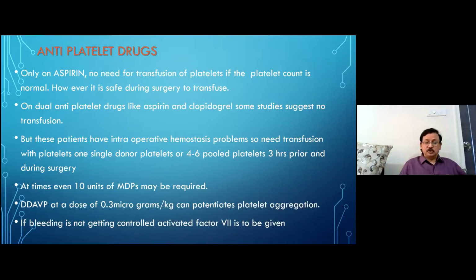And if you want to potentiate the platelets, DDAVP can be given at a dose of 0.3 micrograms per kg. This potentiates platelet aggregation. This is available and it can be given. If the bleeding is not getting controlled, activated factor 7 can be given, but sometimes it is available, sometimes it is not available.